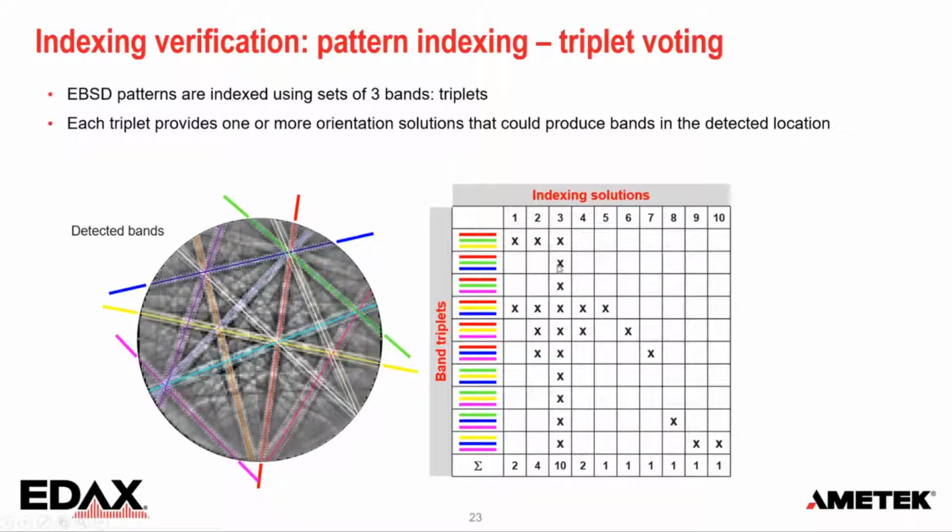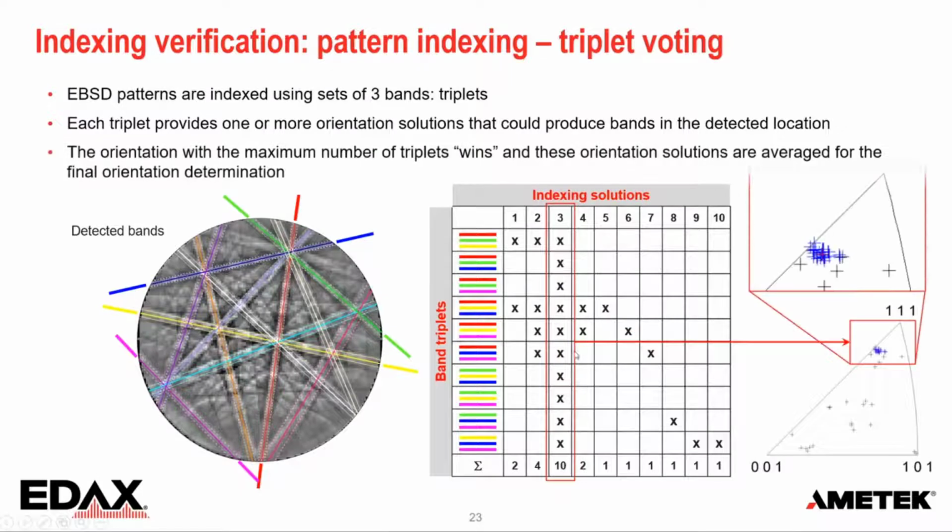Sometimes there's only one orientation. Sometimes there's more than one. But then we can make a table that says, okay, these are all my candidate orientations that I can make from one or more of those triplets. And these are all my triangles. In the end, we can see that the solution with the largest number of triplets is probably the correct solution. For each of those triplets, we have an orientation. So we have a little cloud of orientations, and then we can average those orientations. That's a little red cross you see here, and that's the orientation that is recorded in your data set.